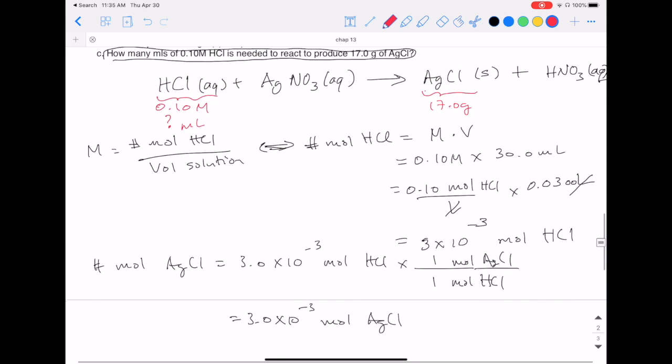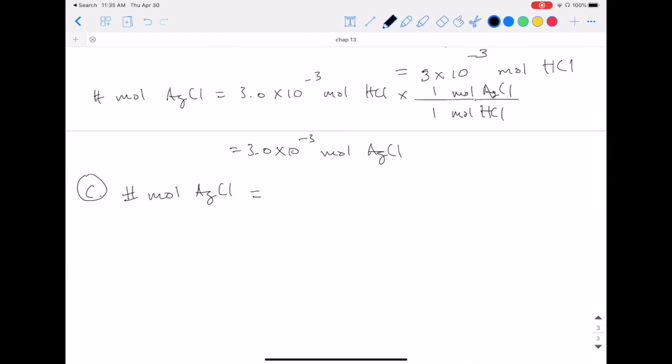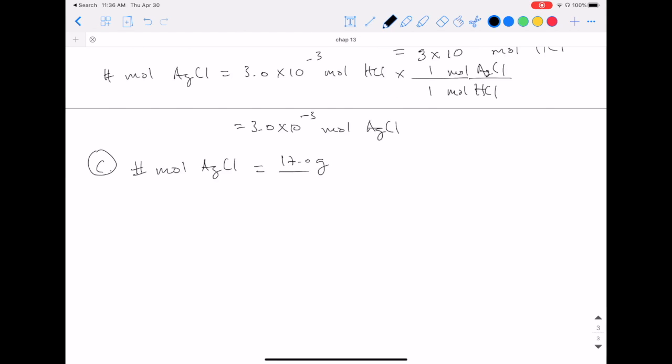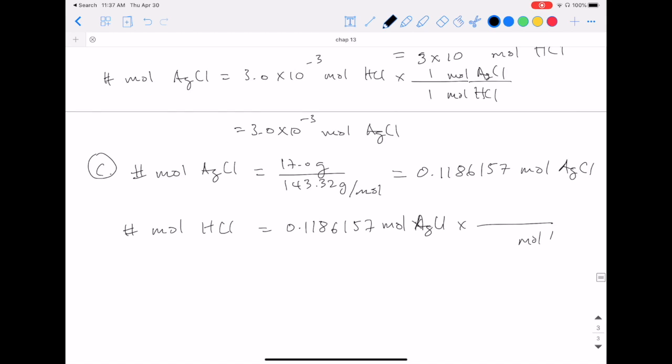We start with the mass of AgCl, so we need to convert the mass of AgCl to the number of moles of AgCl, which is going to be 17 grams divided by the molar mass, which is 143.32 grams per mole. And this ends up giving us this many moles of AgCl. Once we get the number of moles of AgCl, we can use that and the balanced equation to calculate the number of moles of HCl, because that's the thing we're interested in. And this ends up being a 1-to-1 stoichiometry. So the answer is going to be identical.